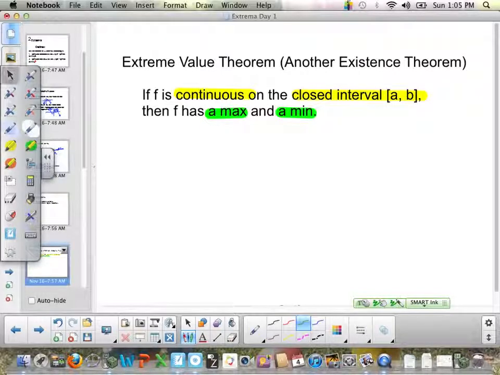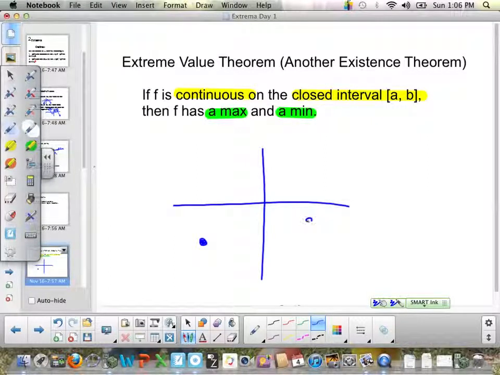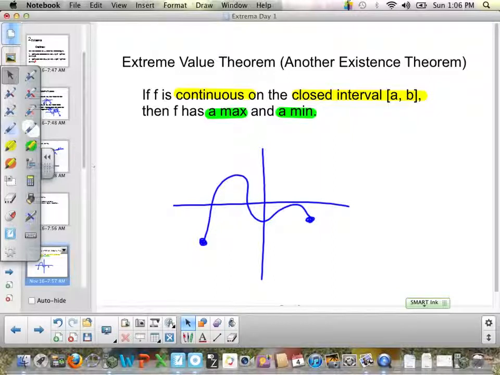You think about it, we have ourselves a function on a closed interval. It's got to be continuous. So say from here to here, connect the dots however we want. There's always going to be a lowest and a highest point because we don't pick up our pencil.